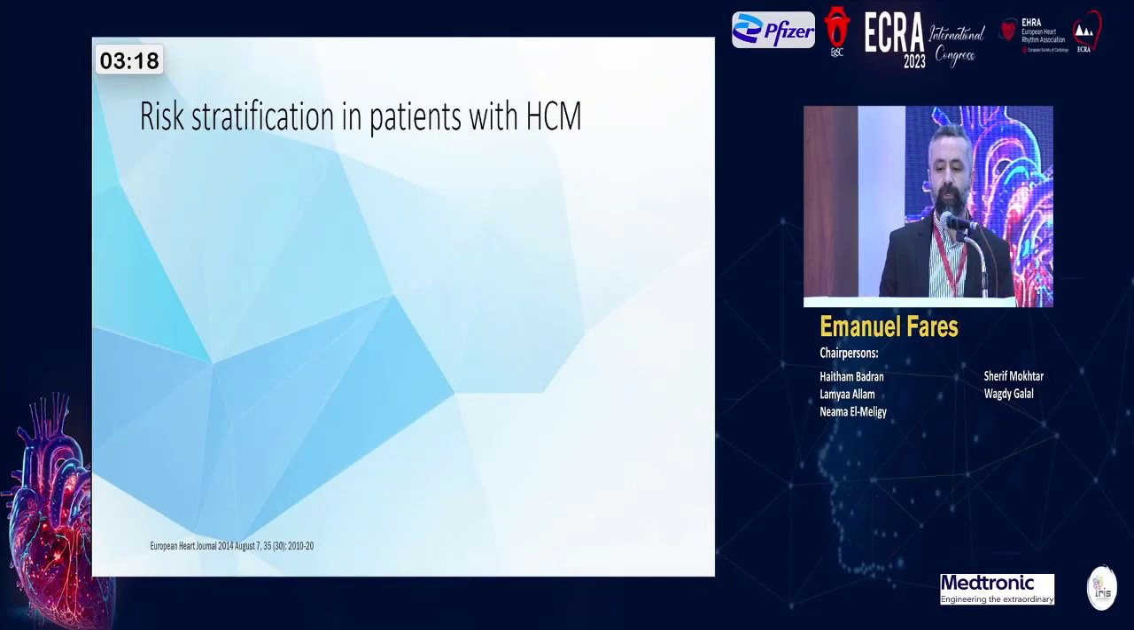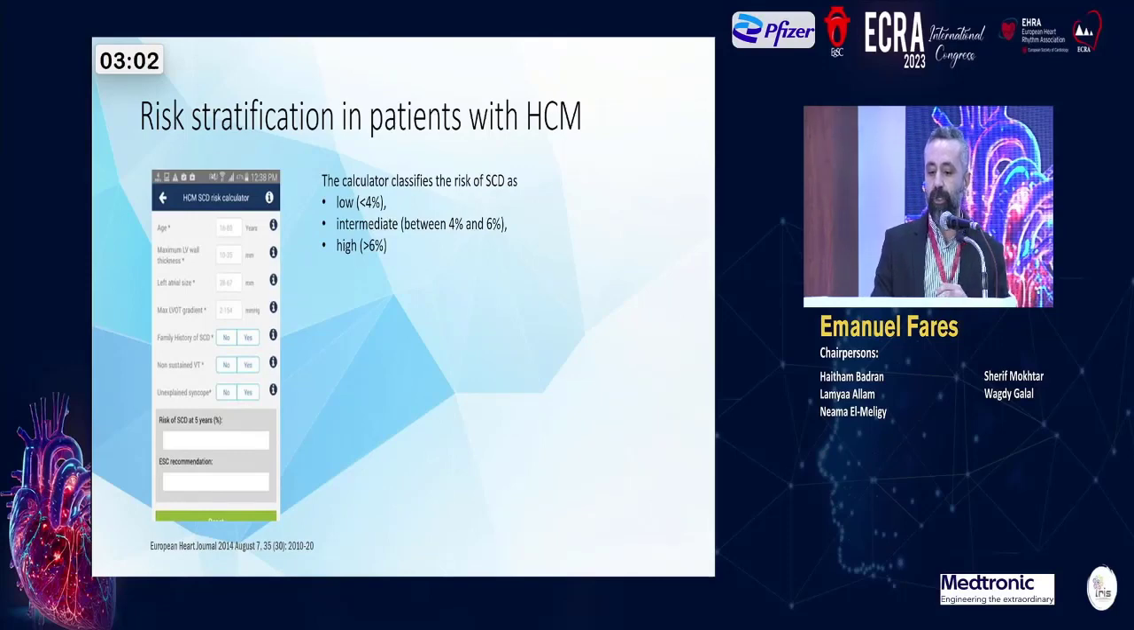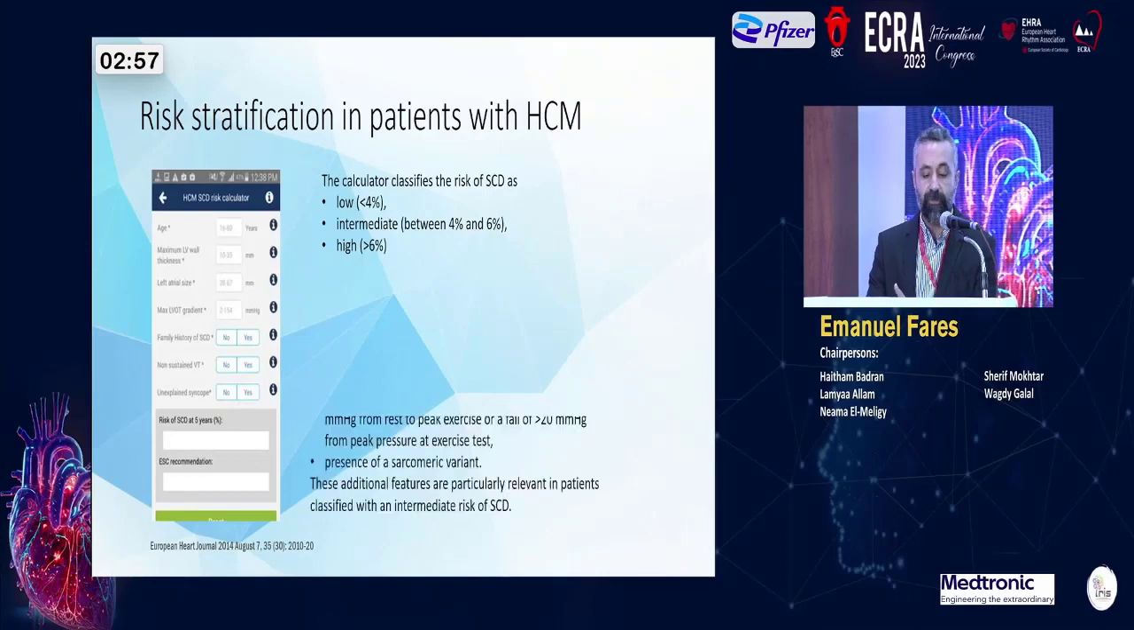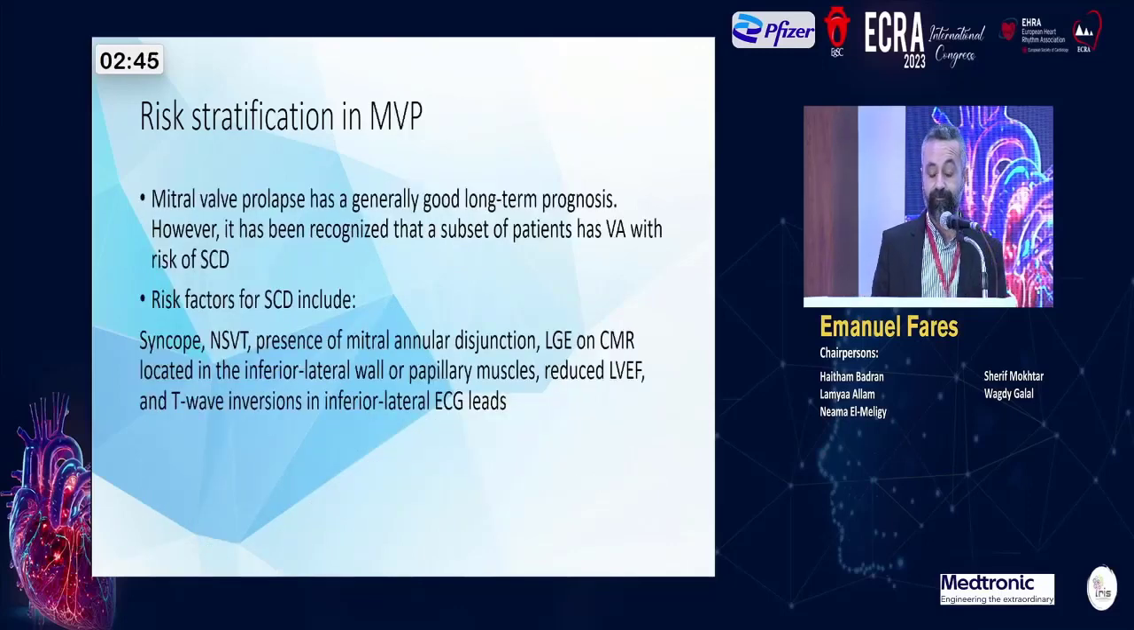Patients with hypertrophic cardiomyopathy, there is no big change. Still, we have the calculator that includes 7 variables: age, the LV wall thickness, left atrial size, LVOT gradient, family history of sudden cardiac death, non-sustained VT, or unexplained syncope. And this classifies the patient into a low category that can be reassured, an intermediate category, and the high category that should implant an ICD. Other risk markers are not included in the calculators. I will not go through them, but these markers are valuable for patients who are at intermediate risk.